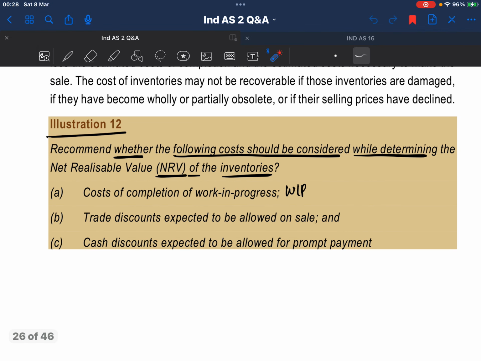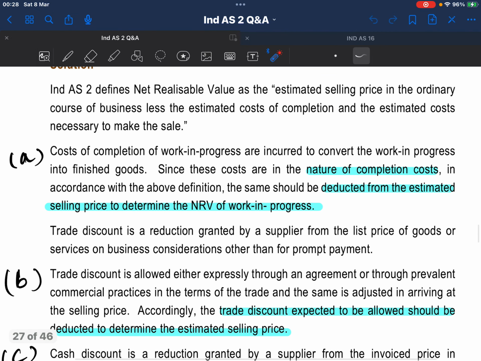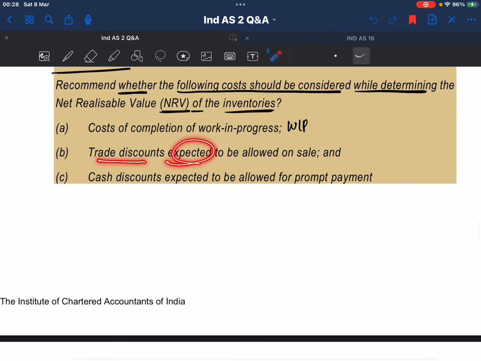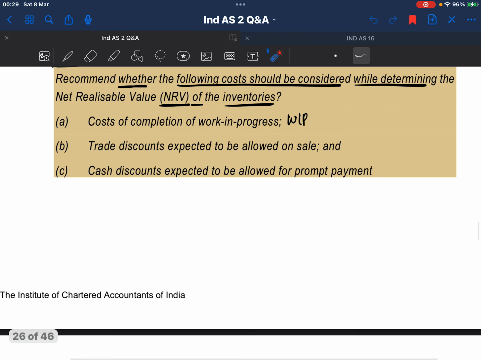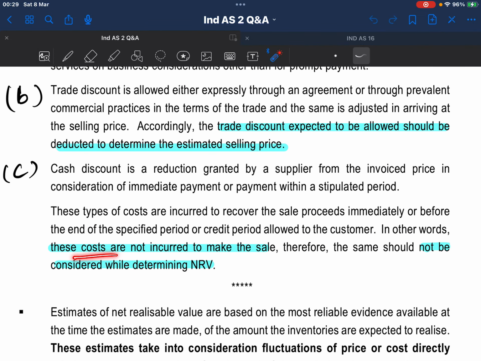Illustration 12. Recommend whether the following costs should be considered while determining NRV of inventories. Cost of completion of work in progress. The nature of completion costs, which are the costs to complete, is deducted from the estimated selling price to determine the net realizable value of work in progress. Trade discounts expected to be allowed on sale. Trade discounts expected to be allowed should be deducted to determine the estimated selling price. Cash discounts expected to be allowed for prompt payment. These costs are not incurred to make the sale, so they are not considered while determining NRV.